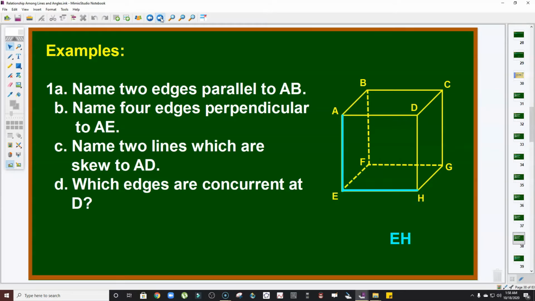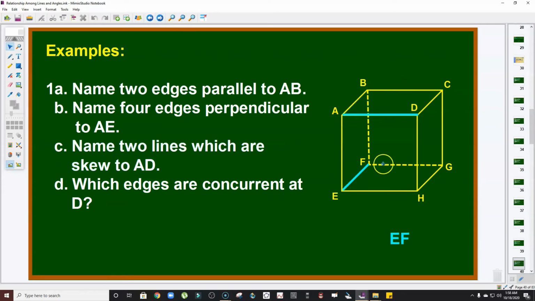See that? Letter C. Name 2 lines which are skew to AD. When you say skew, these are lines that are not coplanar and they will not intersect. So this is AD. The lines skew to AD are EF, GH. We are just asked to give 2. However, we know that CG and BF are also skew to AD.